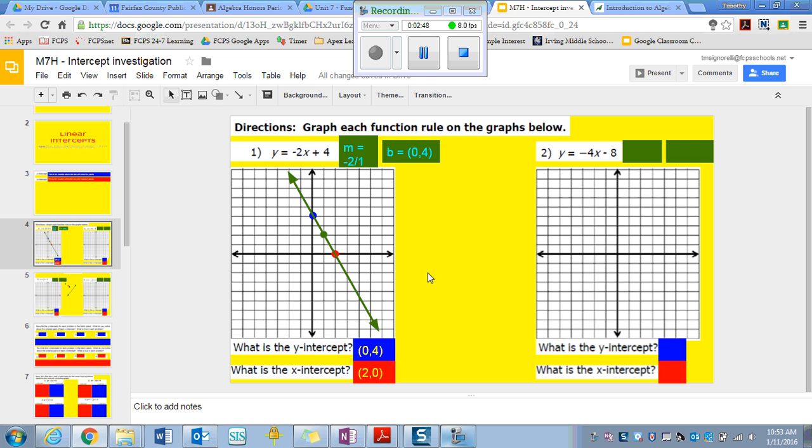Go ahead and take a moment now to graph the remaining three equations on your own.